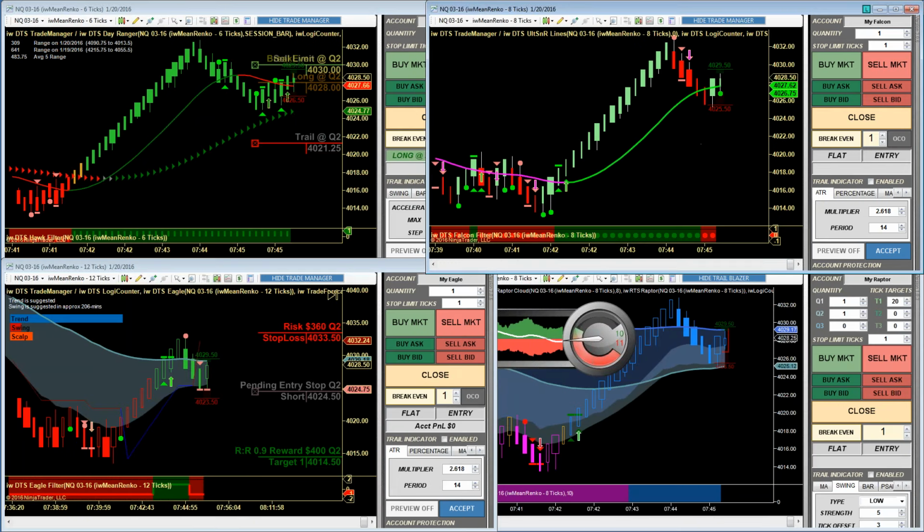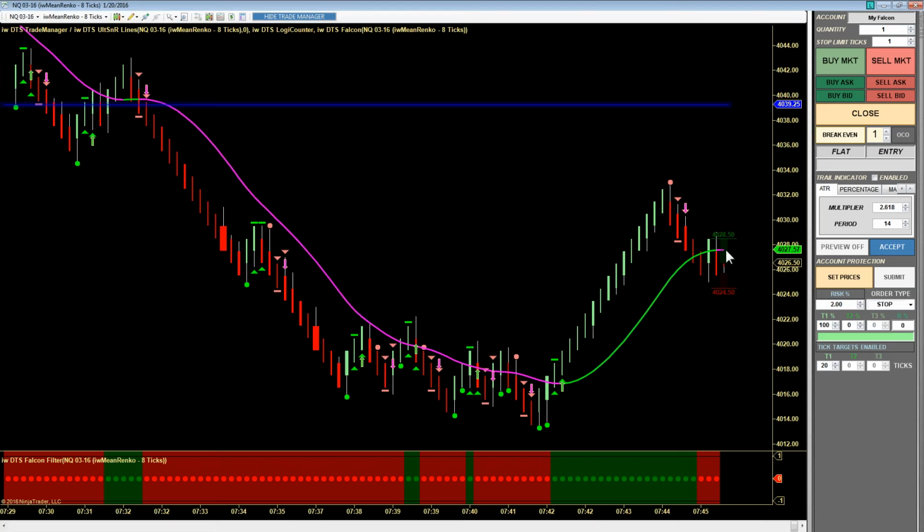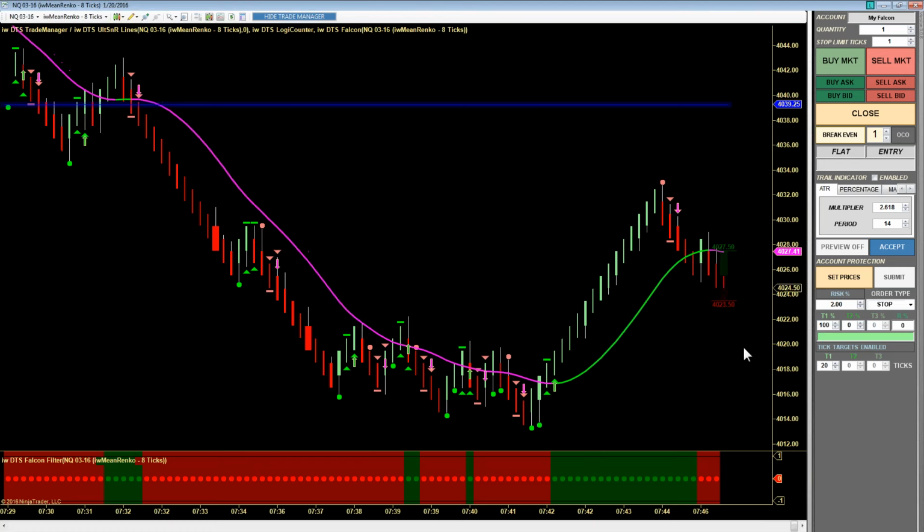And here on the Falcon, it looks like we may get a late filter entry signal. The filter currently out of sync, the trend line still in sync, but just barely so. Oh, is the filter going to fall out of sync? There you go. So the filter has now fallen out of sync, so any signal there has been negated.